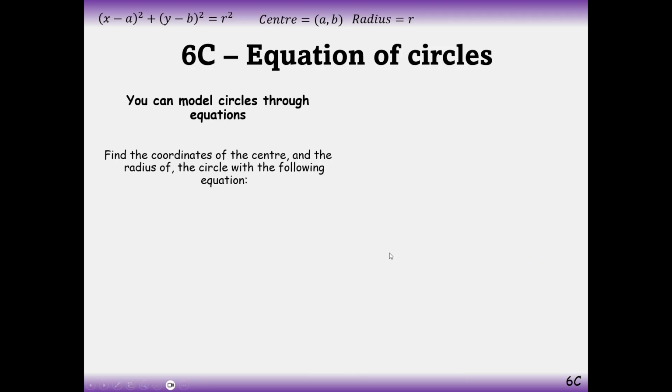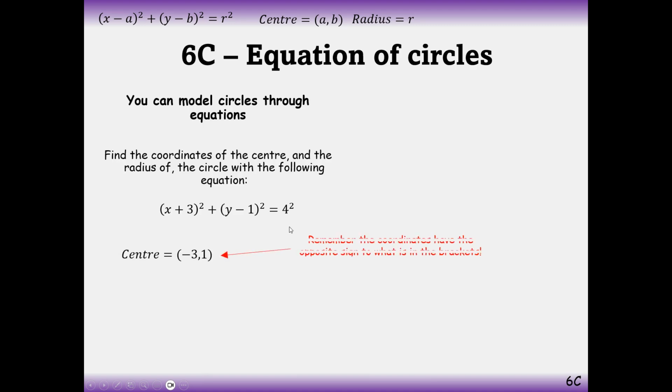Here we've been asked to calculate what's the center of the circle. So you take this 3, you would simply flip the sign on it, and you take that negative 1 and you flip the sign on it. So (-3, 1) is the center, and the radius is obviously 4.